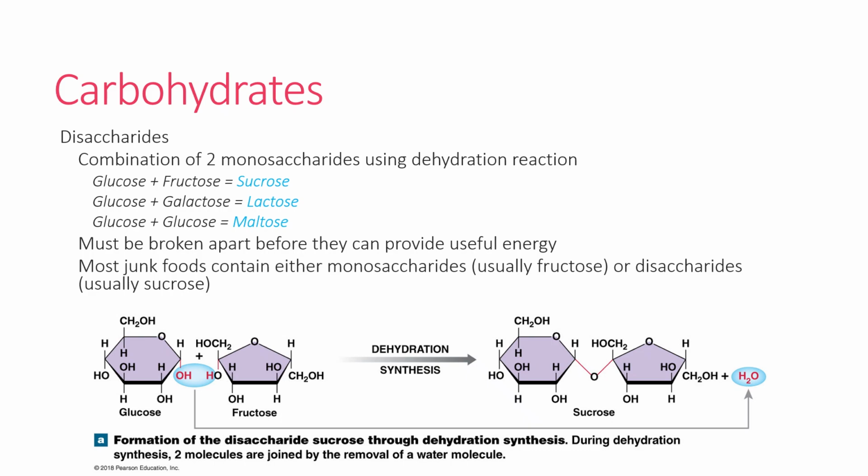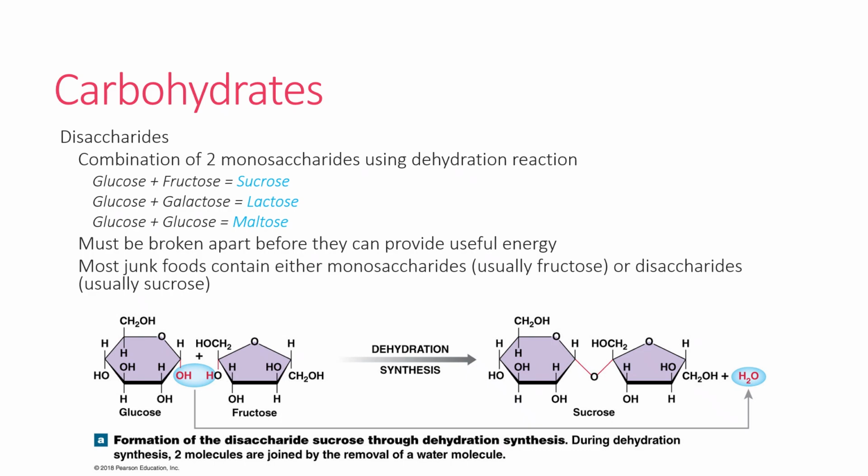The other disaccharides we have: if we combine glucose and galactose, we now have lactose, again just another form of milk sugar. And if we add two glucose molecules together, we get maltose. Now, all these disaccharides, in order for them to be useful, we will have to break them down into their monosaccharides, so that we can break them down further and make the ATP out of them.